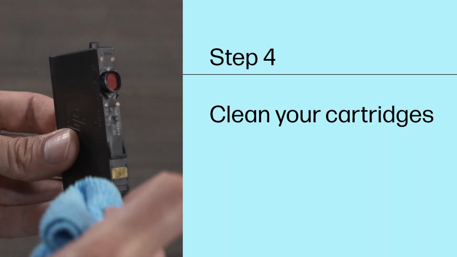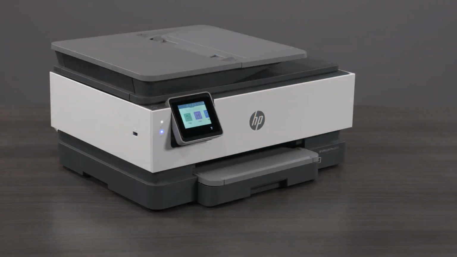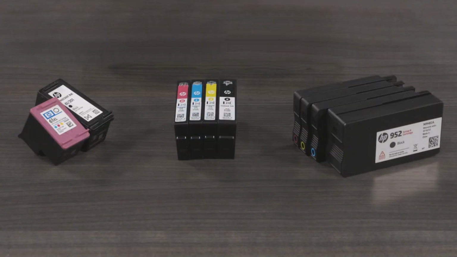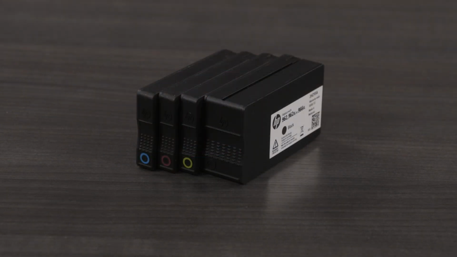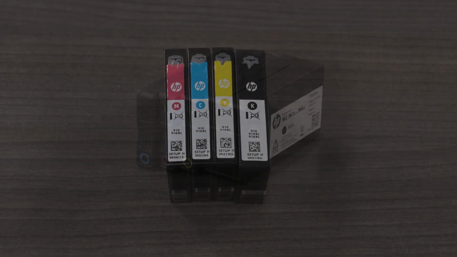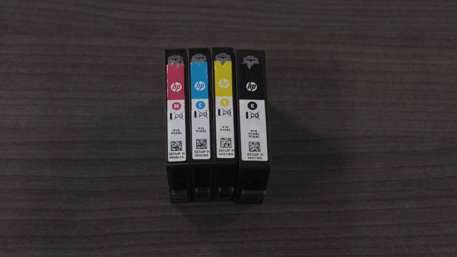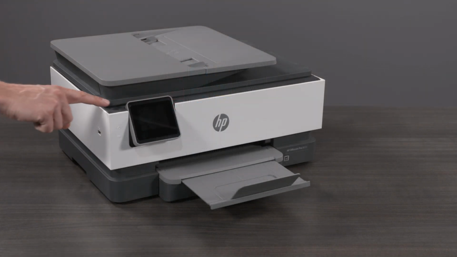Step 4. Clean your cartridges. Cleaning the cartridges might help clear any cartridge errors. These steps primarily apply to ink cartridges. There are a variety of different Instant Ink cartridges designed for different HP printer models. While the cartridges covered in this video might not look exactly like the ones in your printer, the steps are the same. Turn the printer on.